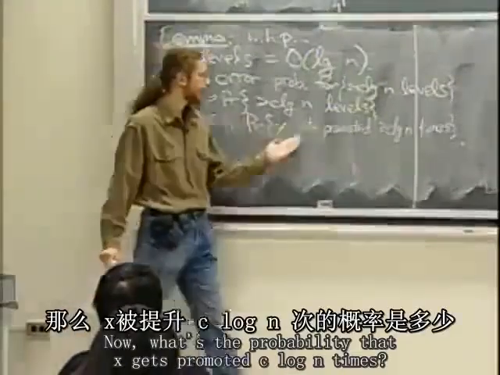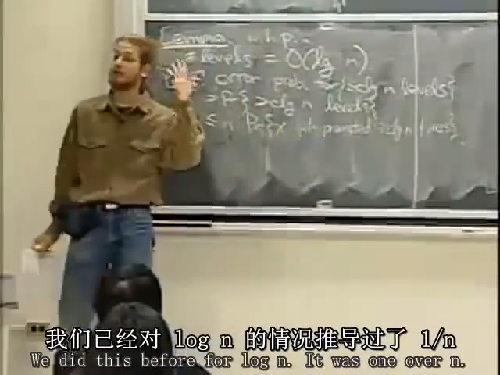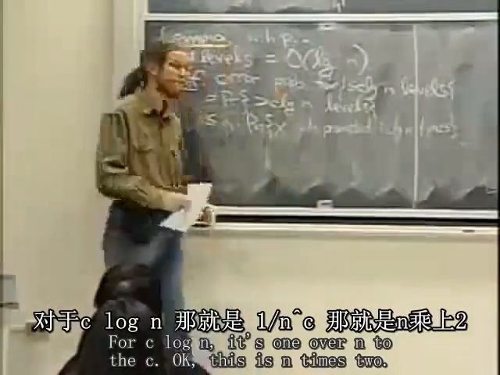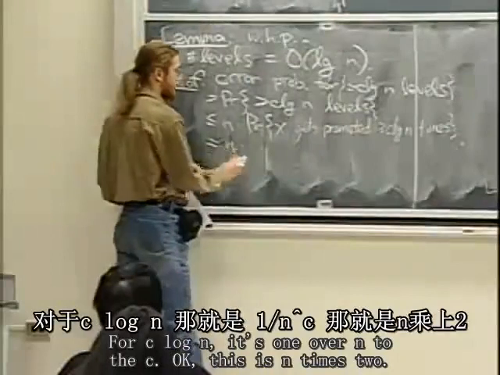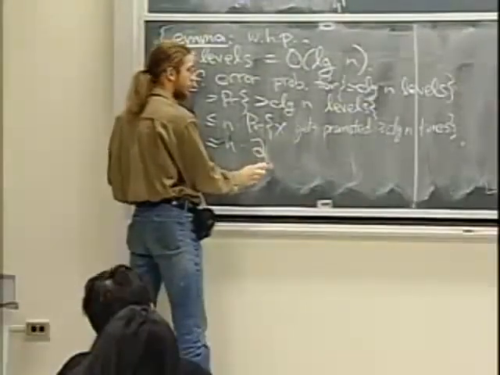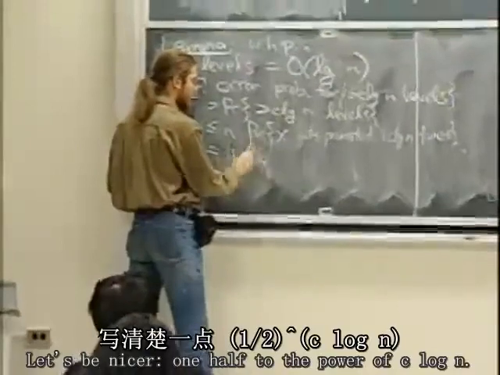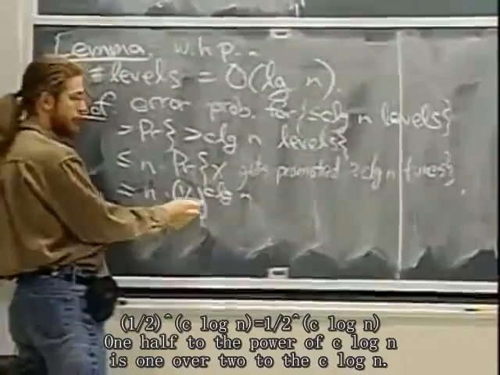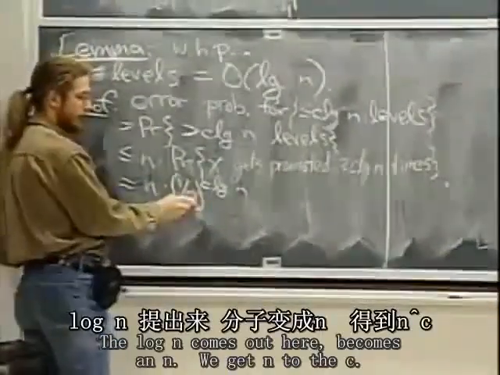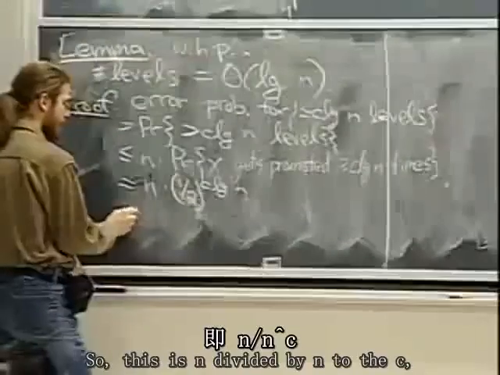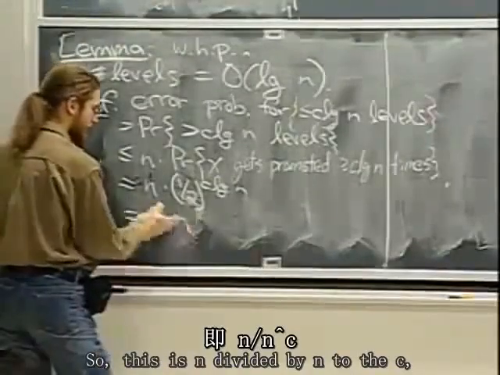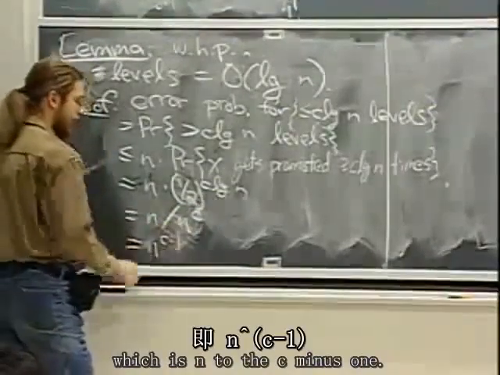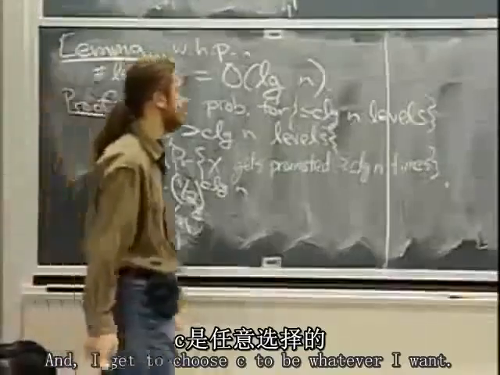Now, what's the probability that x gets promoted c log n times? We did this before. For log n, it was 1 over n. For c log n, it's 1 over n to the c. Okay, this is n times, let's say, be nicer, 1/2 to the power c log n. 1/2 to the power c log n is 1 over 2 to the c log n. The log n comes out here, becomes an n. We get n to the c. So this is n times n divided by n to the c, which is n to the c minus 1. And I get to choose c to be whatever I want.